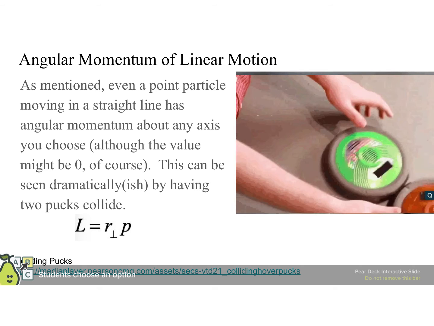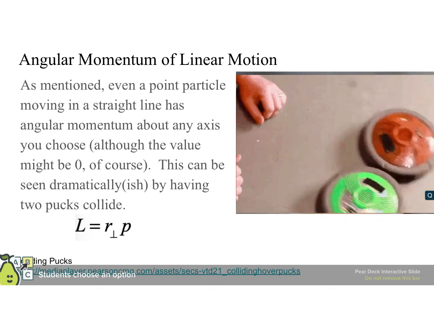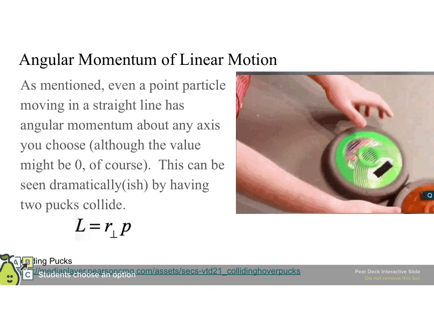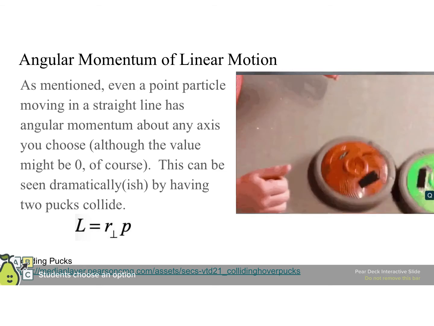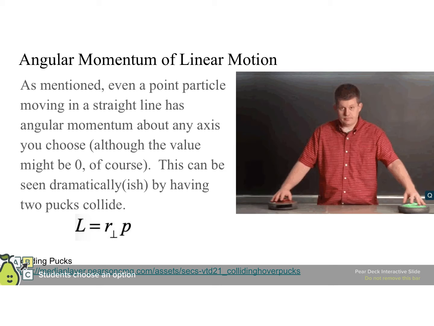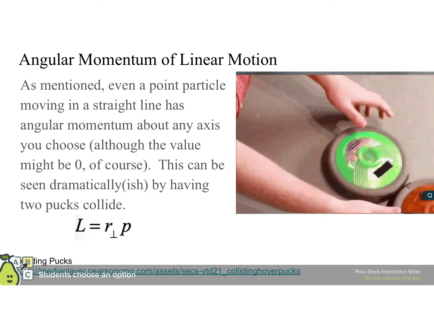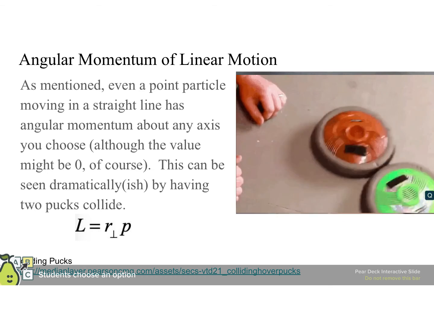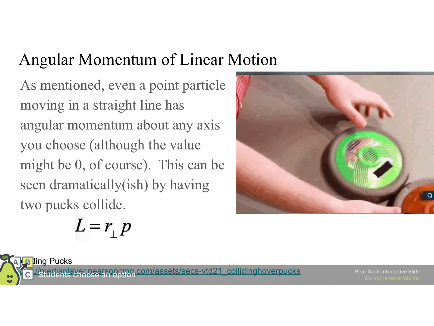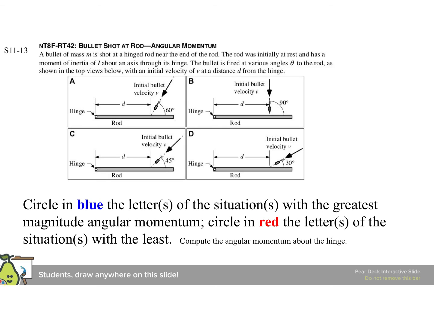We see that they're originally moving with some linear velocity, and then they end up with rotational velocity. One more time. It turns out that the angular momentum of each puck is r perpendicular times p. That is to say, we take the moment arm for the momentum, just like we had for the force. We can compute a moment arm for momentum by taking the line of action and finding the shortest distance to that line. So, a bullet of mass m is shot at a hinged rod near the end of the rod.